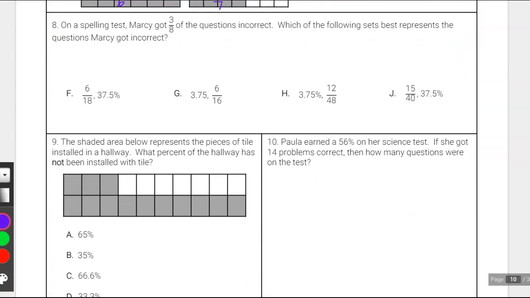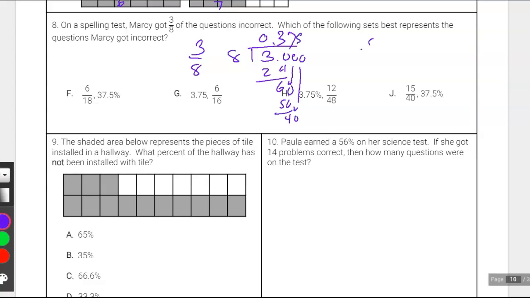On a spelling test, Marcy got 3/8 of the questions incorrect. Which of the following sets best represent the questions Marcy got incorrect? She got 3/8 incorrect. Looks like I need to figure out percent and decimal, so I'm going to top dog in the house. 8 does not go into 3. I'm going to erase the division when I'm done. 3, 24, 6, 7, 56, 4. So my answer is 0.375.